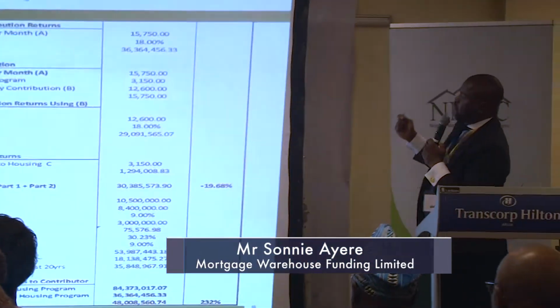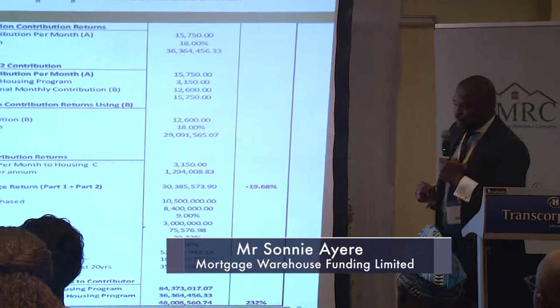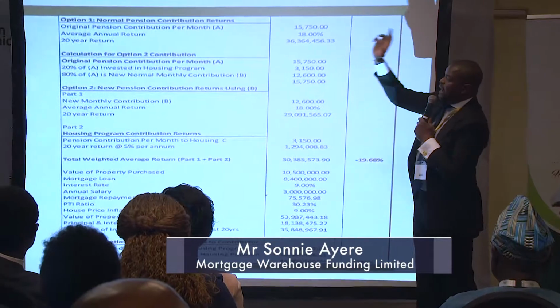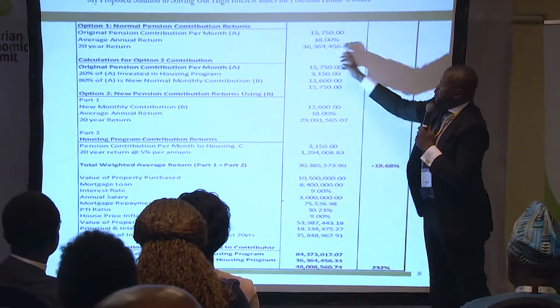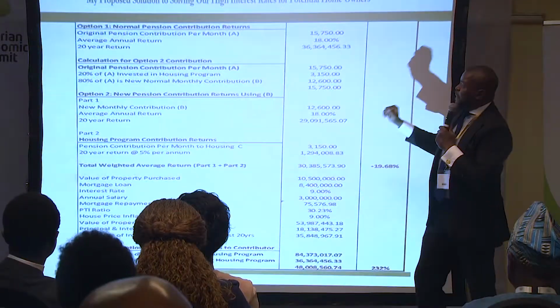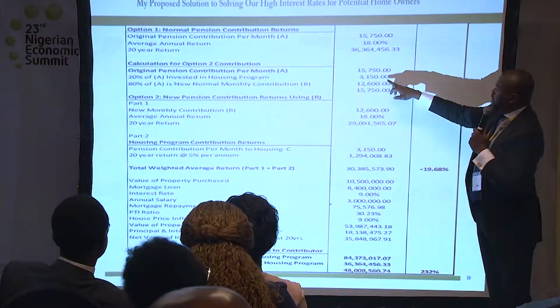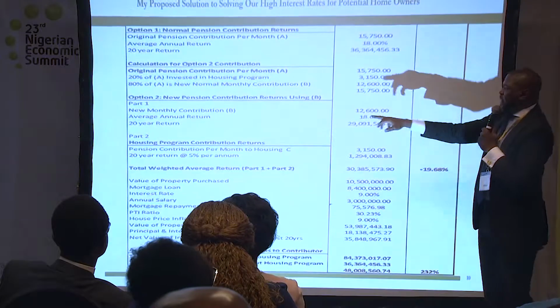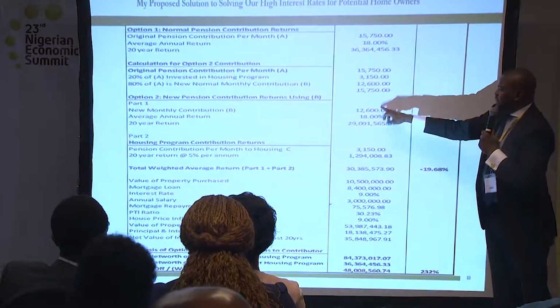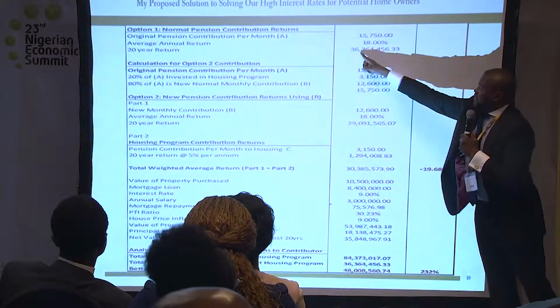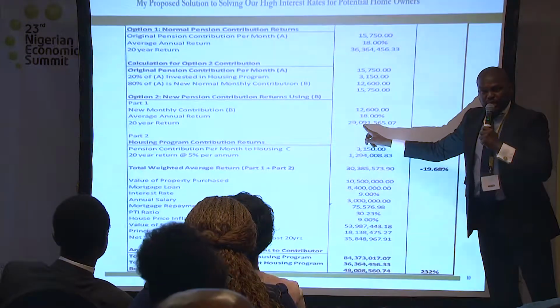Next slide. Okay, this is what happens. Original pension contribution per month, 15,750. Average annual return, 18%, you retire at 36. Okay? Now, let's look at option 2. Again, as I said, we've broken it down, it is 15. Now, this one gives 18, right? And therefore, instead of getting 36, the person gets 29 million.